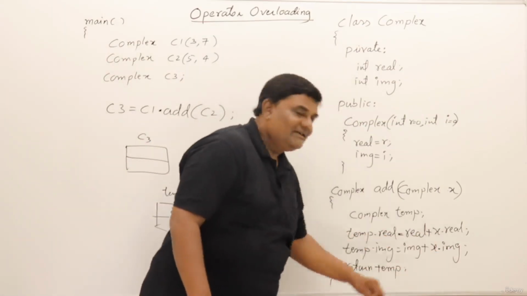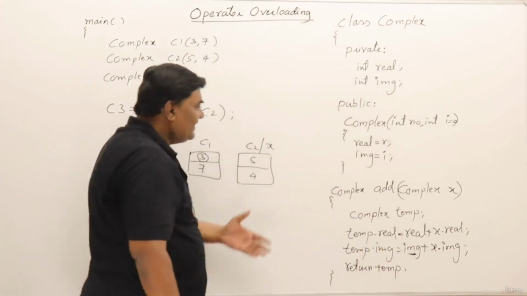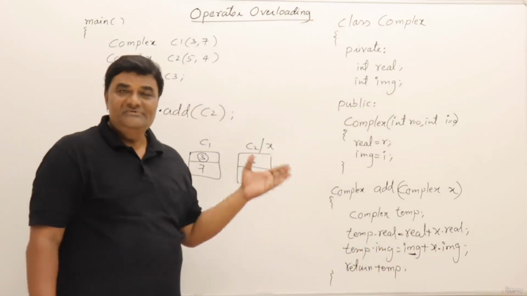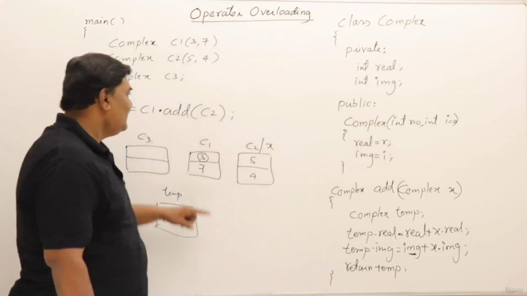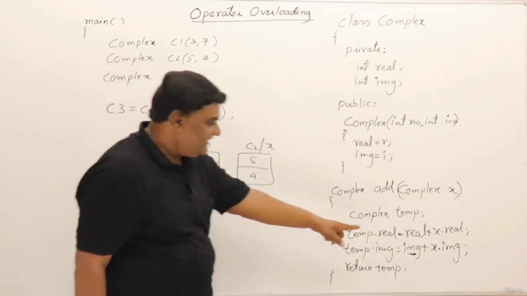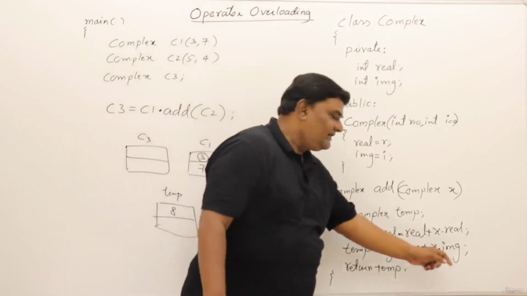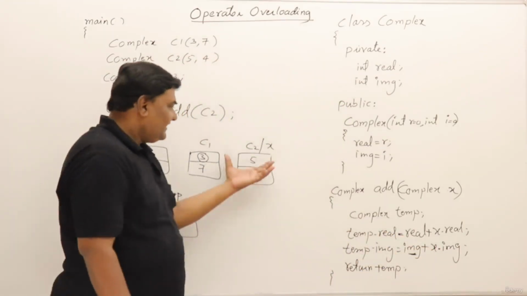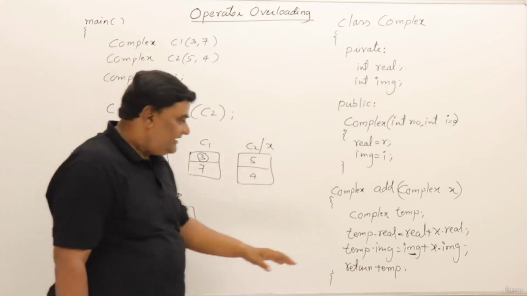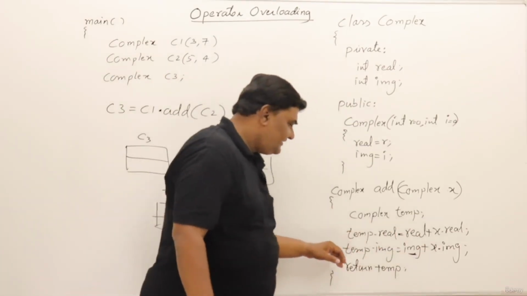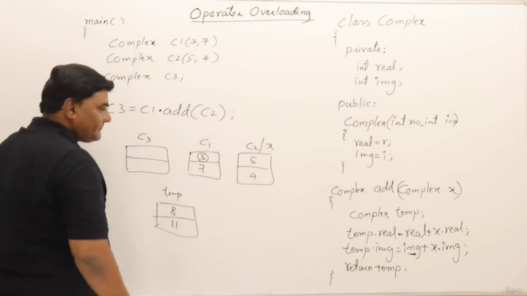Now the next statement is img plus x dot img. So first img, this one, whose imaginary is it? It belongs to the object on whom we have called this function. We have called that function upon C1. So that img belongs to C1. Then x dot img, that is imaginary. So x is this one, C2 we are passing as a parameter. So its imaginary, they are added and the result is stored in temp's imaginary. So these two are added and it is stored here.